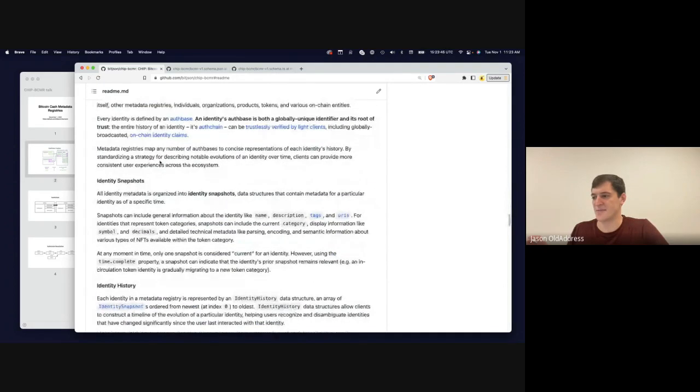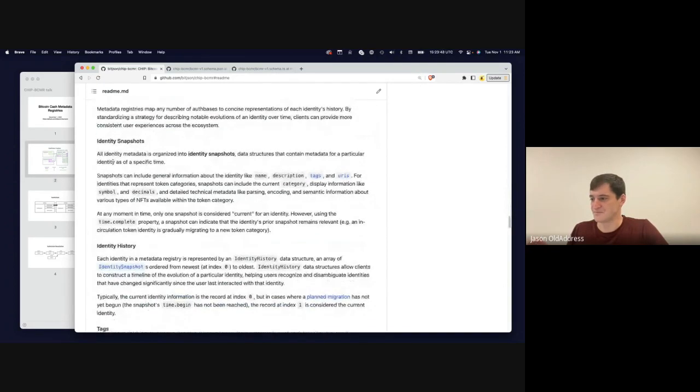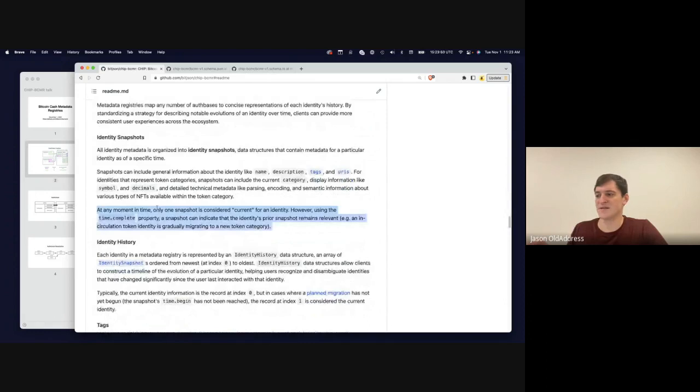In the identity snapshots bit, at any moment in time, only one snapshot is considered current for an identity. However, there's a time.complete function on the snapshots that can indicate that an identity is in the process of a migration. It's a very high level API to describe some things that can happen in decentralized applications.